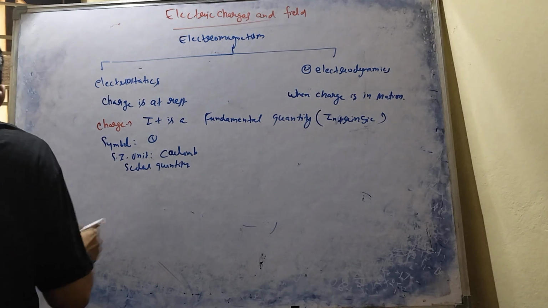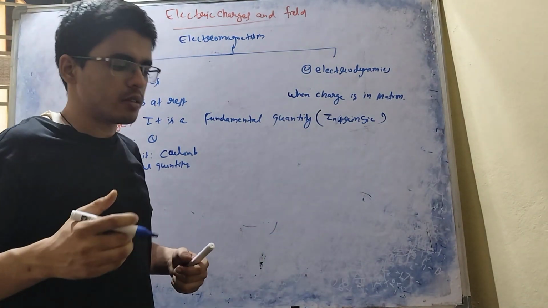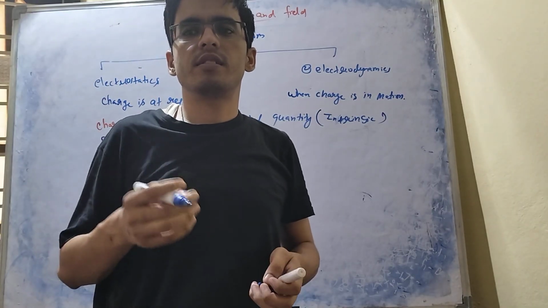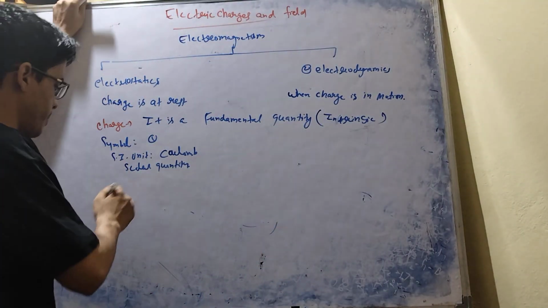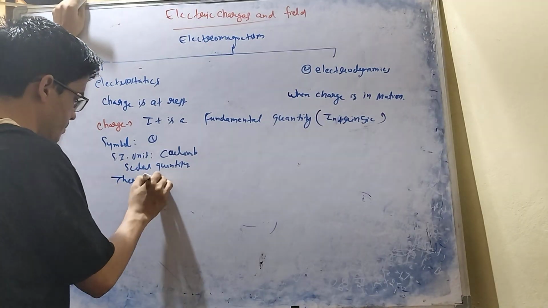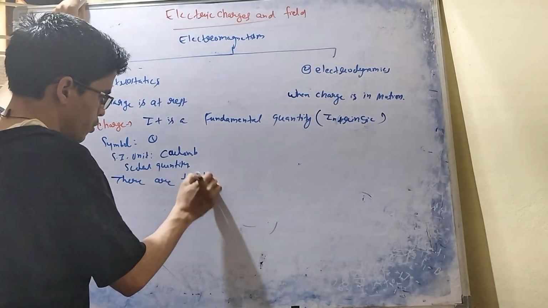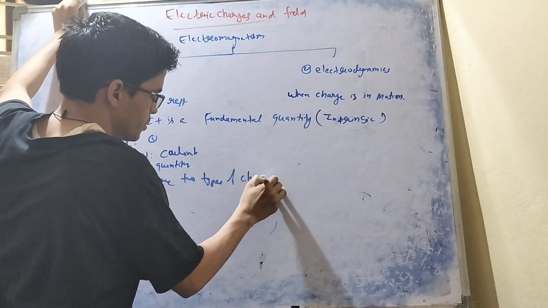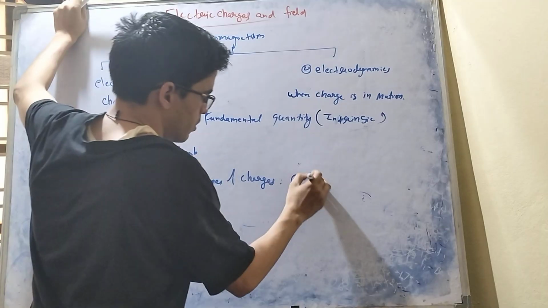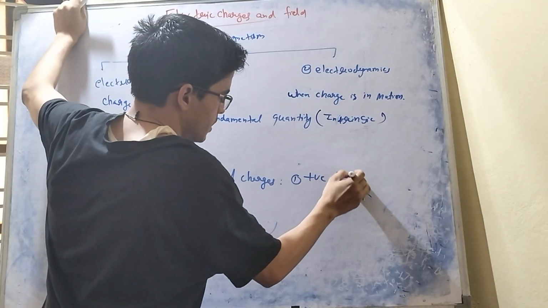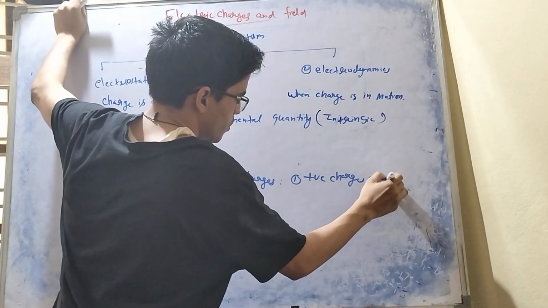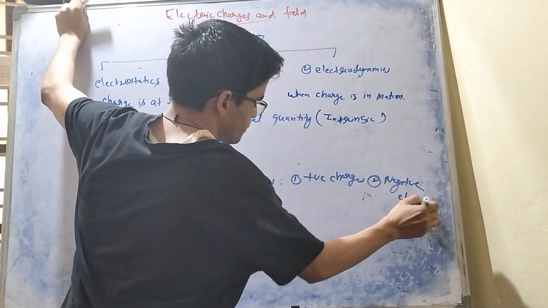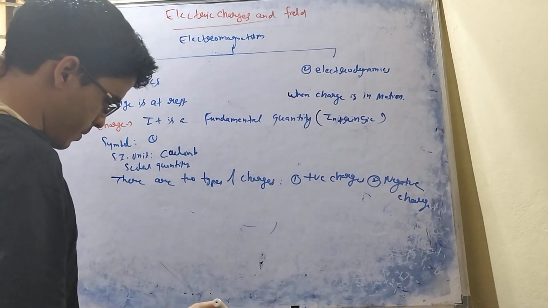Next, I just want to ask one question: how many types of charge are present? Generally, there are two types of charges. First is positive and second is negative, right? There are two types of charges. First is called positive charges and second is called negative charges, correct?